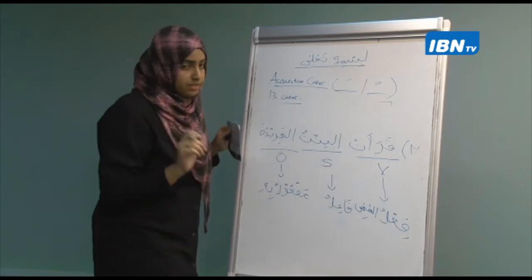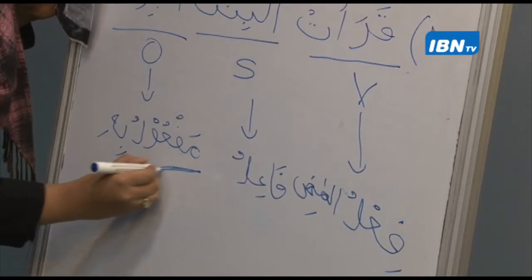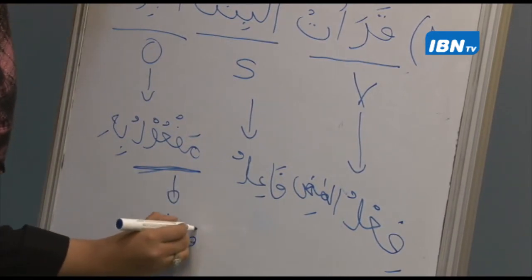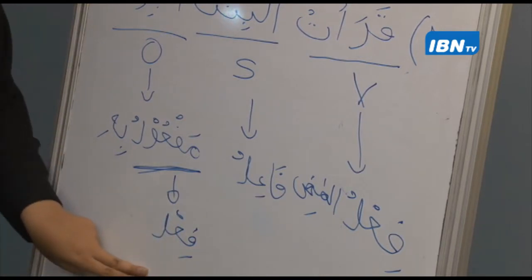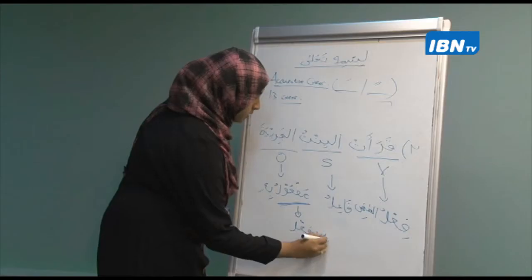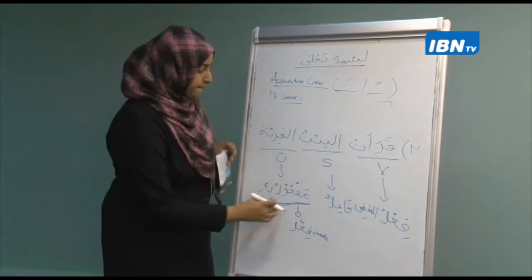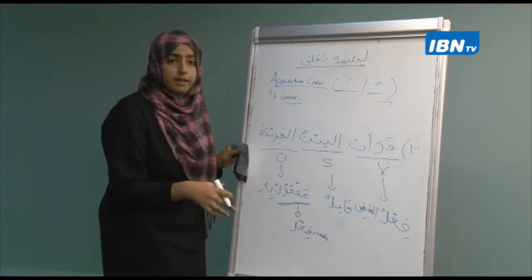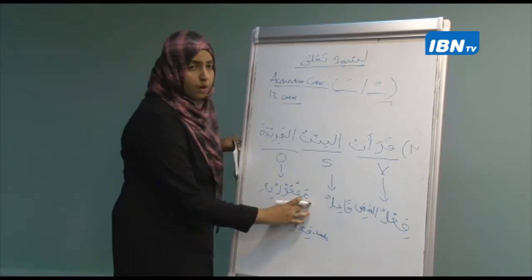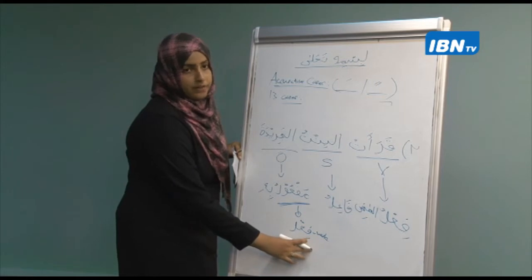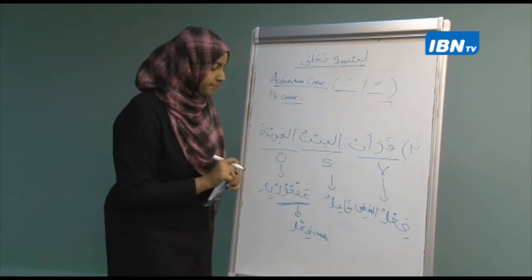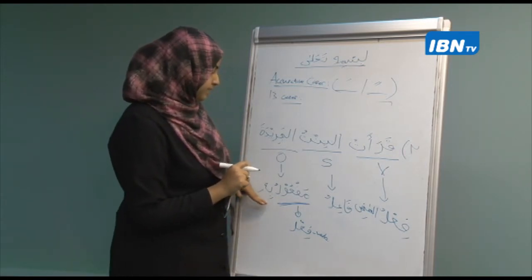You notice one thing, maf'ul comes from fi'l. Fi'l means verb, right? But maf'ul is the one on which the verb is done, the one on which the action is done. So maf'ul comes from fi'l. Fi'l is verb. Maf'ul is the one on which the action is being done, right? So this is the maf'ul.